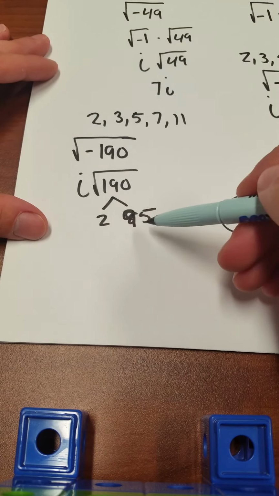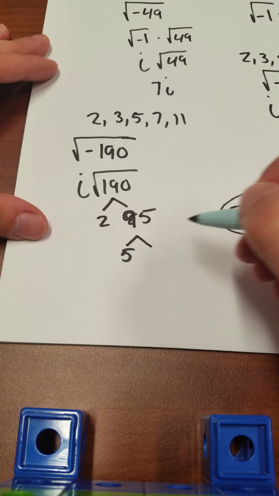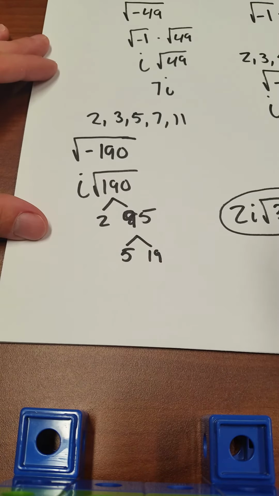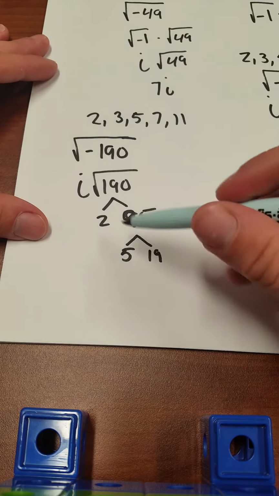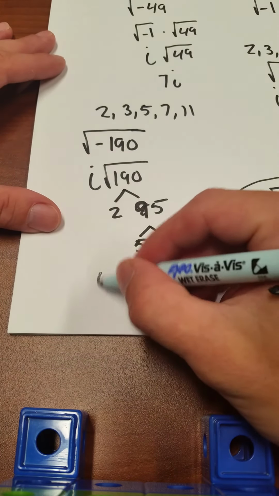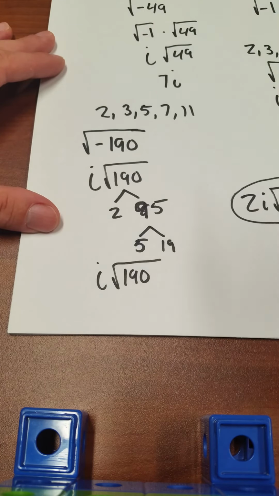So 2 does not go into this, 3 doesn't go into it, but it ends in a 5, so we're going to go 5. That would be 5 and 19. Well, 5 doesn't simplify any further. 19 is a prime number, so that means this thing has absolutely no pairs. So our final answer is going to be i square root of 190.